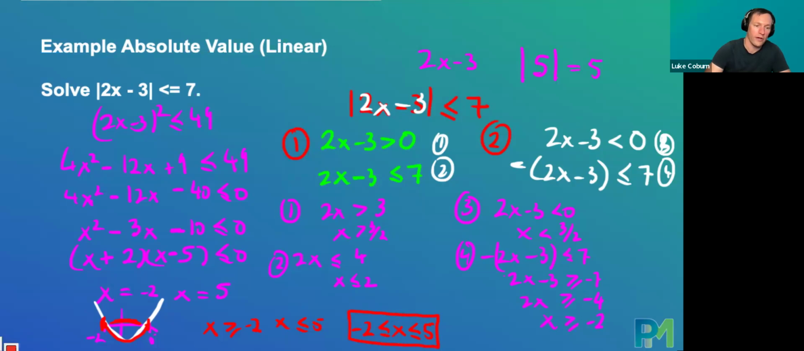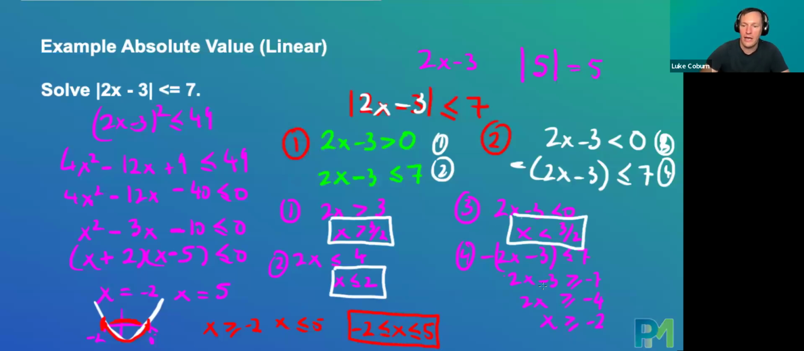So we have 4 conditions. We have the first one, x is greater than 3 over 2. X is less than 2. X is less than 3 over 2. And x is greater than or equal to minus 2. Okay, almost there. So now we look.